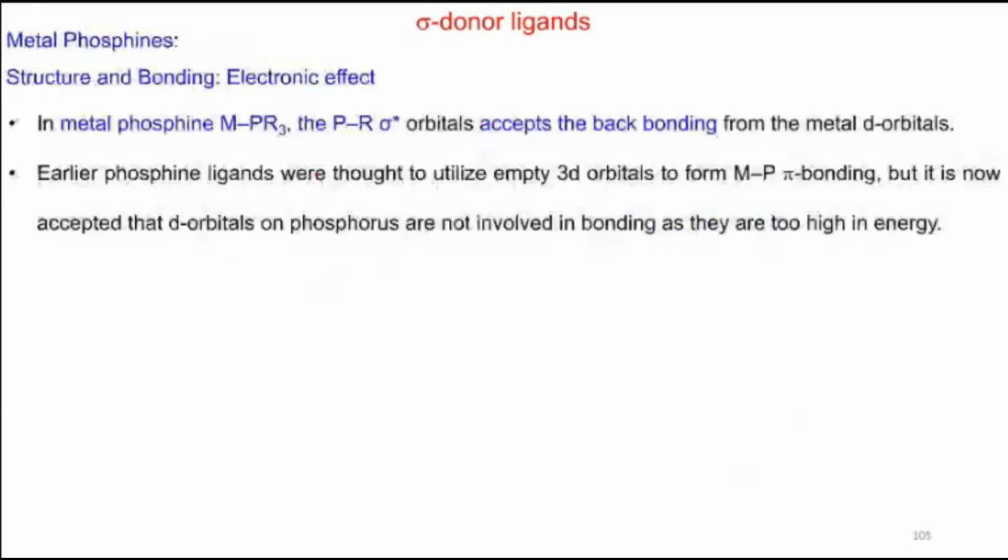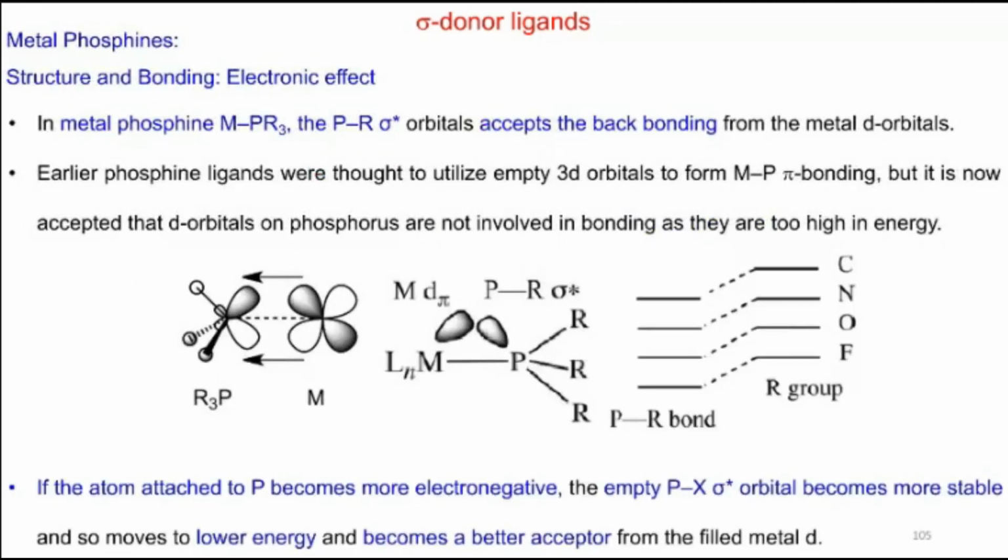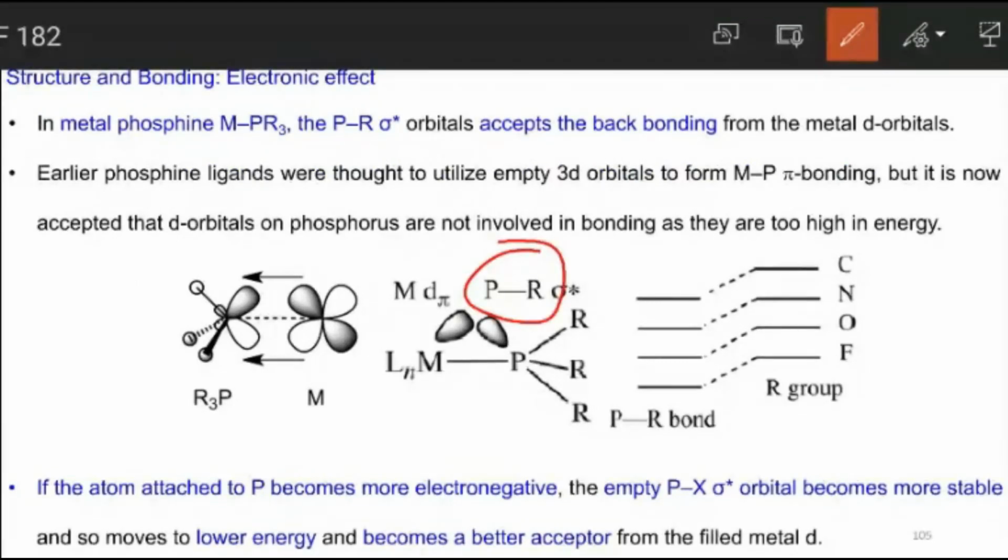The P-R sigma star. And why is there a difference? Look here. If you compare the energy levels of your P-R sigma star with different groups like fluorine, oxygen, nitrogen, with fluorine or nitrogen on the phosphorus the sigma star orbital is high in energy, therefore pi back bonding to a high energy orbital is less. Therefore phosphorus with carbon is a poor pi accepting nature. Whereas with fluorine, the electron withdrawing group on the substituent, the energy levels are much lower. Therefore it can readily accept the pi back bonding from the metal, and that is how we are able to explain it. Is that clear now? Yes, sir. So remember, it is not the empty d orbital, it is not the pi star orbital, it is the P-R sigma star orbital actually involved in the bonding.